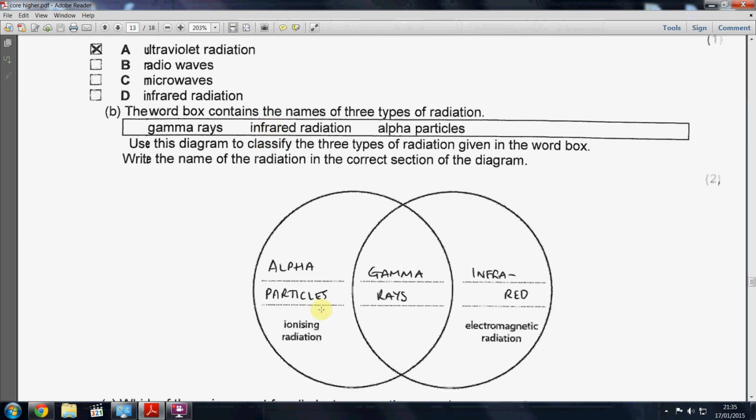We've now got one of these things. Hopefully you've seen these in school. It's a Venn diagram, and the way it works is, if it applies to only the left category, which in this case is ionizing radiation, you write it here. If it applies to only the right-hand category, you write it here. If it applies to both, you write it where the circles cross over. And we've got 3 things to put in there: gamma rays, infrared radiation, and alpha particles.